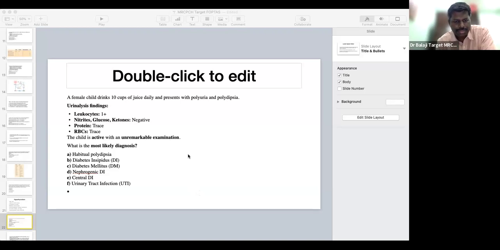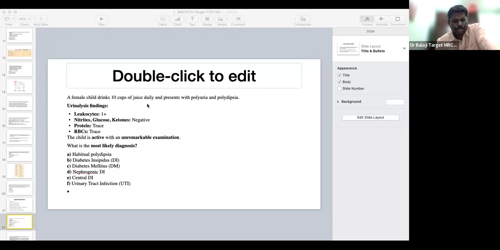And why not diabetes mellitus? So your urine glucose and ketones are negative. So here urine glucose and ketones are negative, and polyuria polydipsia is there. Chances are that it can be diabetes insipidus, but the issue is the child is active with an unremarkable examination. So usually diabetes insipidus, even though they have polydipsia for the polyuria, still they might be a bit dehydrated, failure to thrive might be there. So those things are there. So it's here mostly because of the child taking the juice daily.